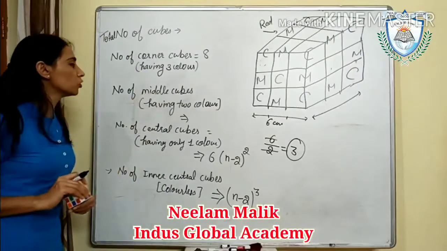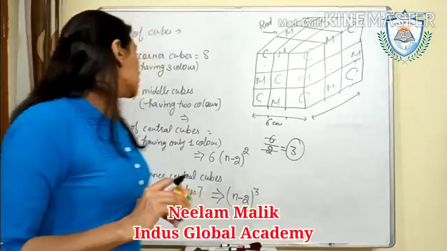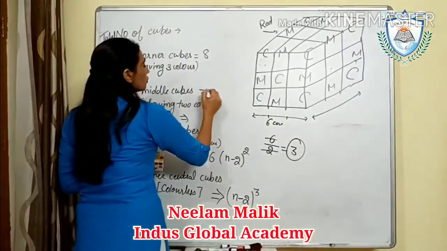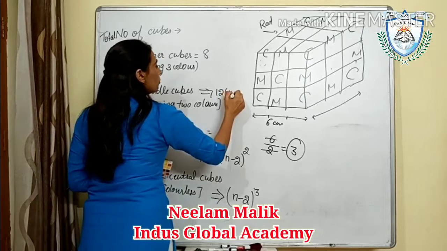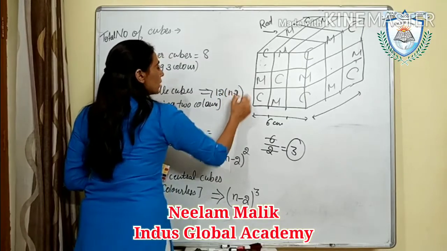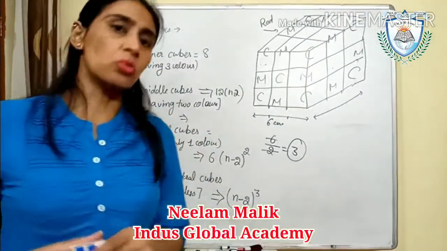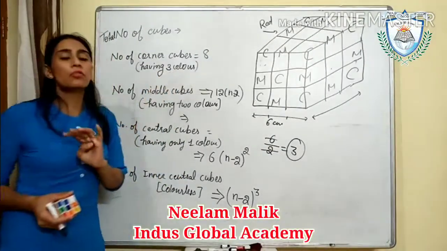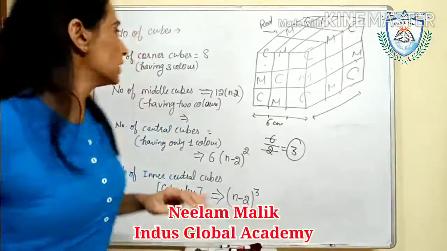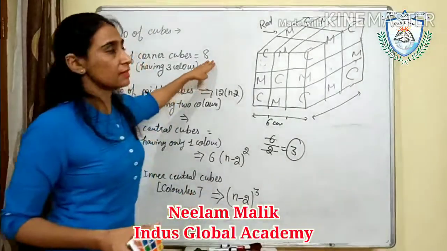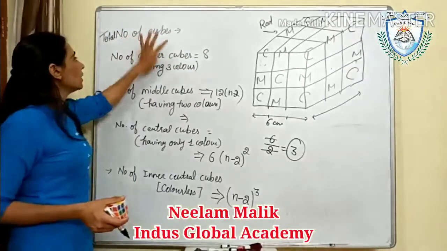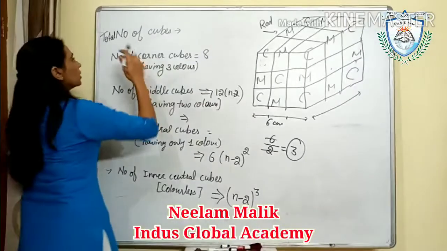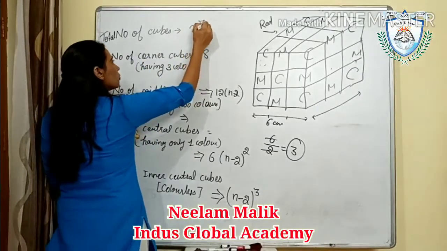Now the number of middle cubes. Middle means having only two colors. So the formula for that is 12 into n minus 2, 12 into n minus 2, okay. Now the number of corner cubes, or the number of cubes having 3 colors, is always fixed, that is 8. For the total number of cubes, we could add, but we will not do that. The total number of cubes will be n cube.